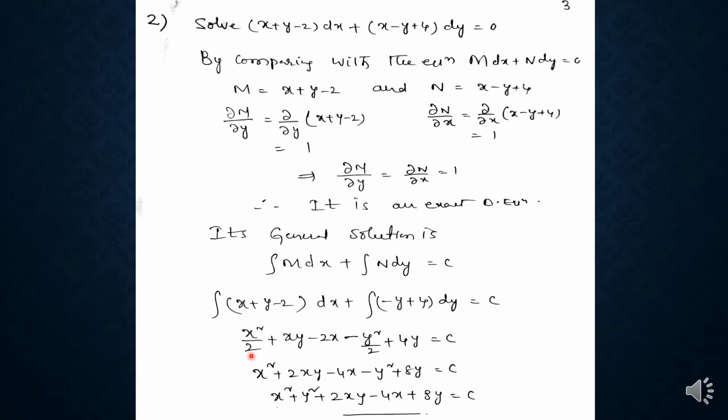By taking LCM here, we will get x² + 2xy - 4x - y² + 8y is equal to 2c. 2c is also a constant, so you can write it as c. So x² - y² + 2xy - 4x + 8y = c is the general solution of the differential equation (x + y - 2) dx + (x - y + 4) dy = 0.